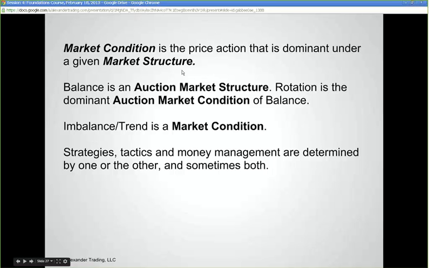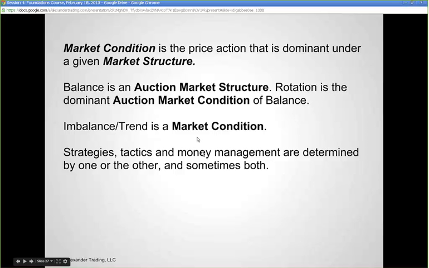A balance area that's forming is rotational. That's a market condition. A trending market, an initiative market is more condition than structure. The structure manifests itself in verticalness. Balance is an auction market structure. Rotation is the dominant auction market condition of balance. Imbalance trend is a market condition.